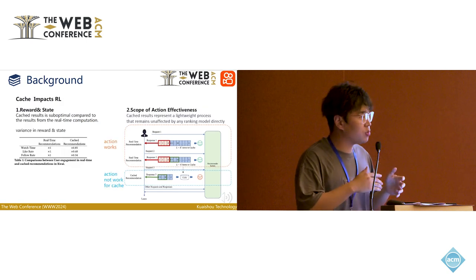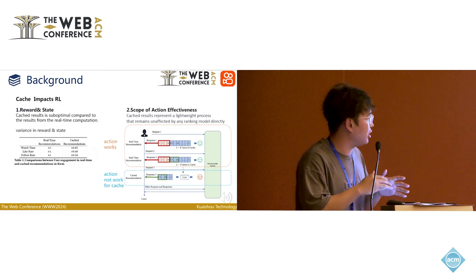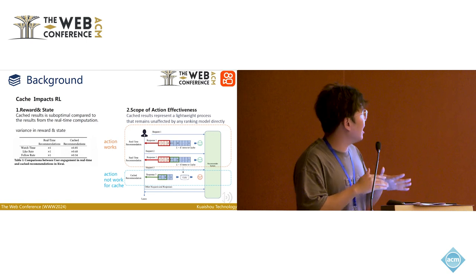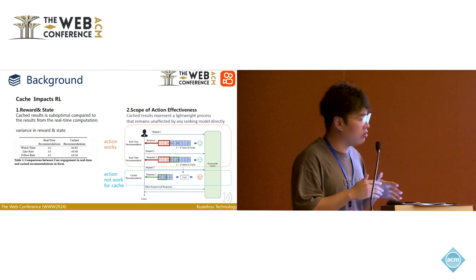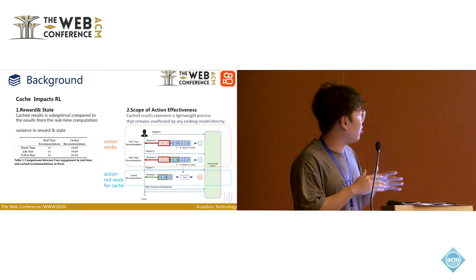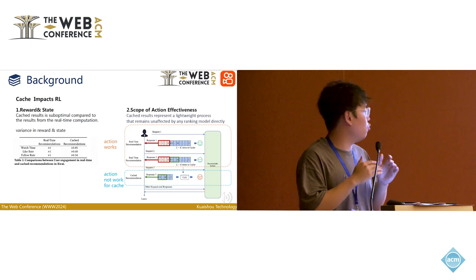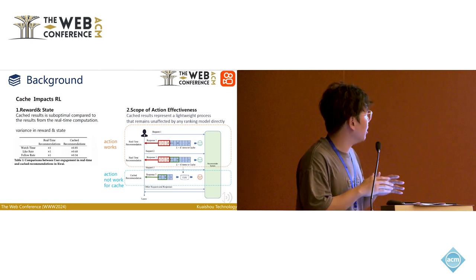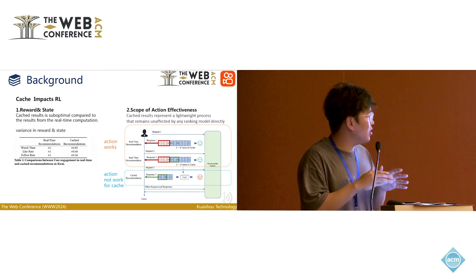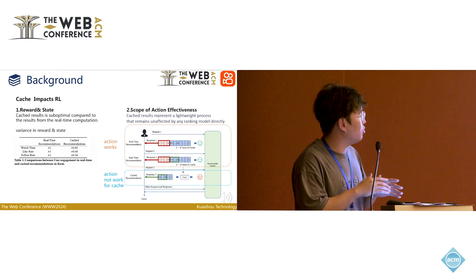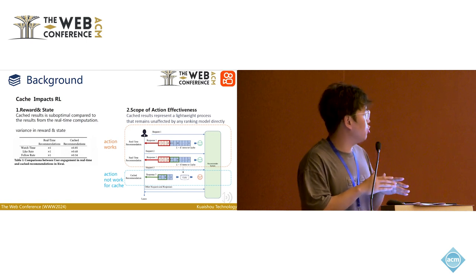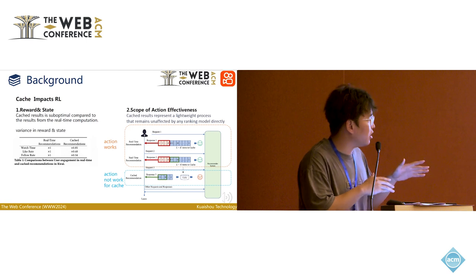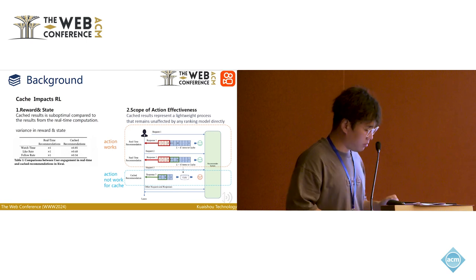This brings problems and challenges for learning in RL models. First, the cached result is suboptimal compared to the results from real-time computation. It has big variance in user performance, such as watch time, likes, follows, or any interactive behaviors. And of course, the cached result is not directly affected by any ranking model, so our RL model only works, and the action only takes effect, in real-time recommendation. That's a key feature in RL.